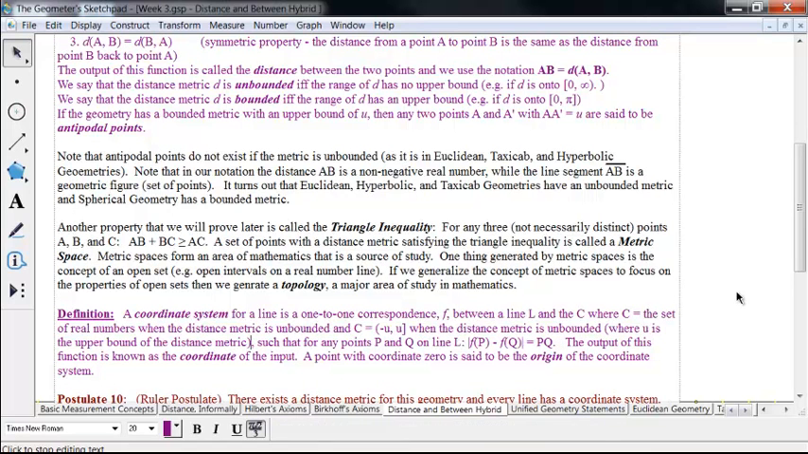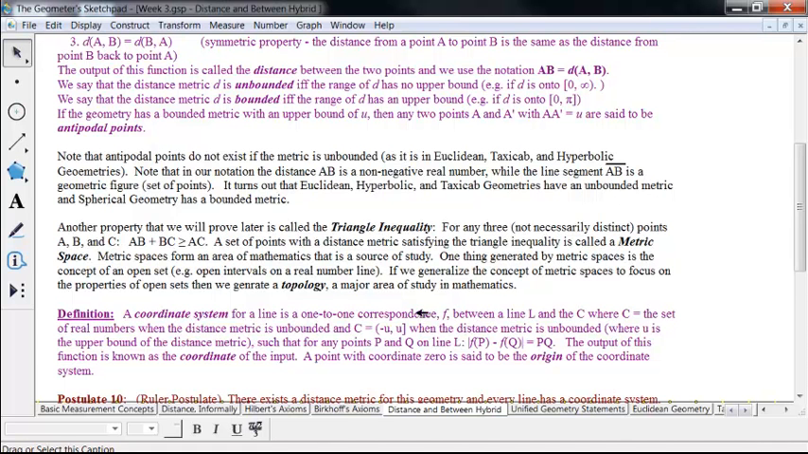Okay, so what we want, let's back up and see if we can say this the right way here. A coordinate system for a line is a one-to-one correspondence between points on the line and, if it's an unbounded metric, the real numbers. So we're assigning every point on the line a real number, and every real number gets used. So there's a one-to-one correspondence between the points on the line and the real numbers, if it's unbounded.